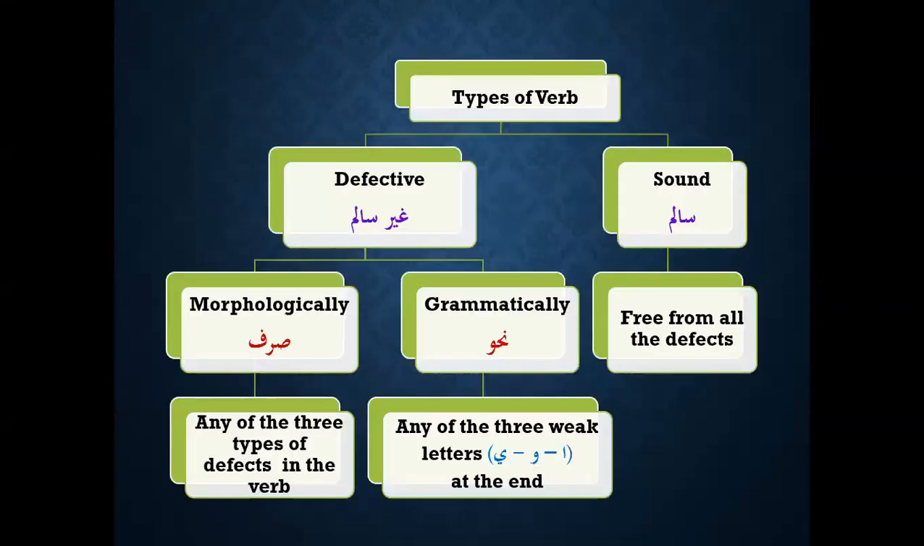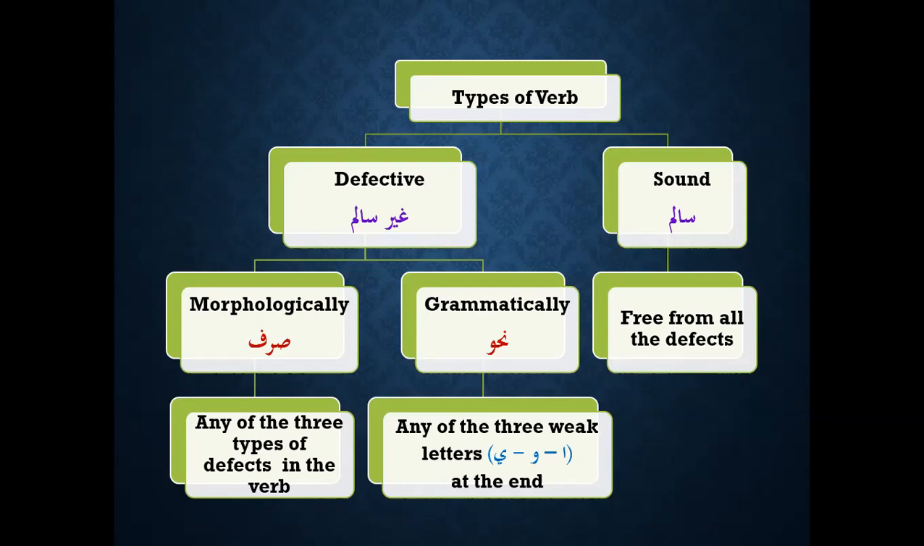So we've been talking about verbs and their types, and we know there are sound and unsound or defective verbs. Sound are those that do not have any defects. And what are the defects? Defects are harf illa, any of the letters of the defective or weak letters. Weak letters are alif, waw, ya, and there should be no hamza. There should be no duplicate of the same sahih letter. Other than these letters shouldn't be doubled in the verb.